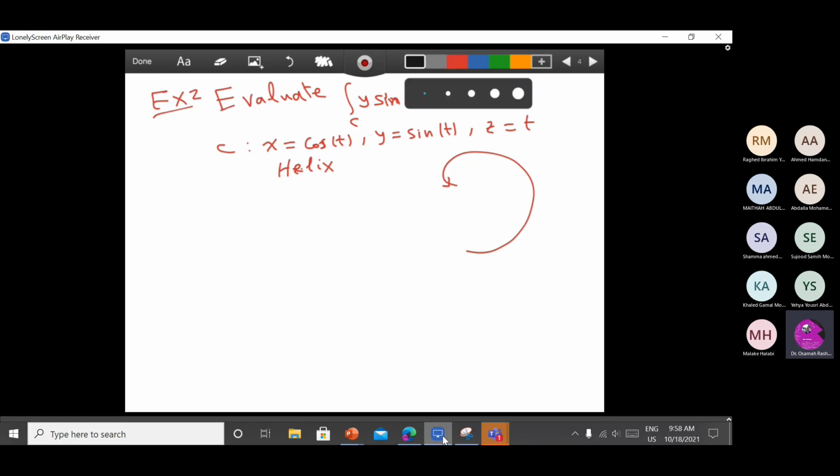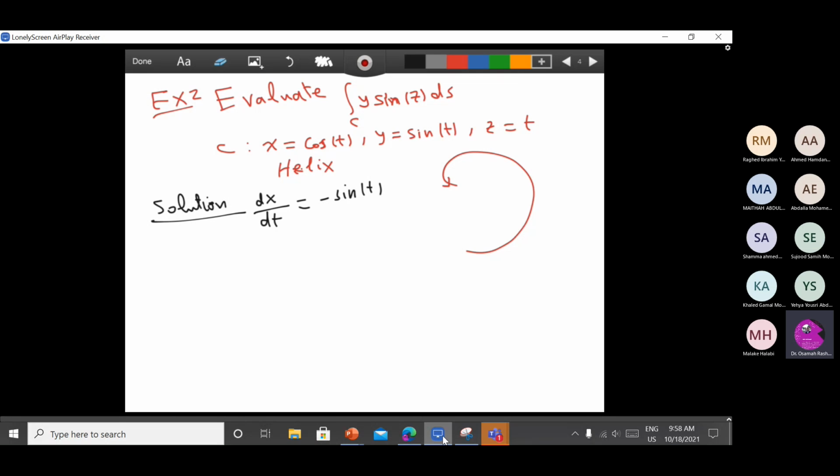I'll follow the same thing, right? What I'm going to do to solve the line integral. First of all, I graph it. It's okay if I graph it or not. In this case, I don't mind. So I will have dx by dt, which is minus sine t, and I will have dy by dt, dy by dt is cosine t, and I have dz by dt equal to 1.